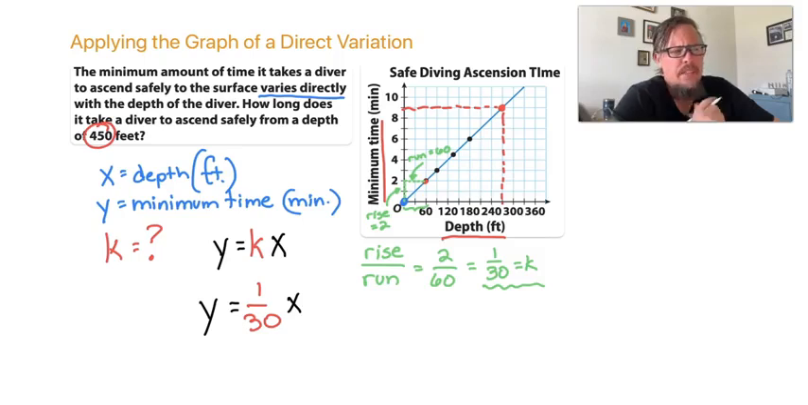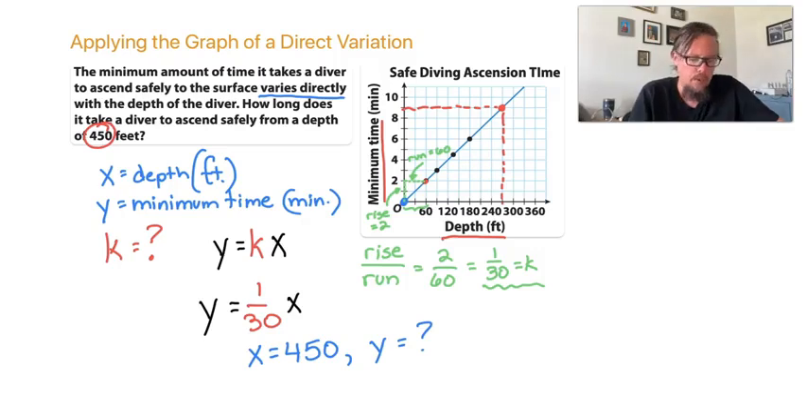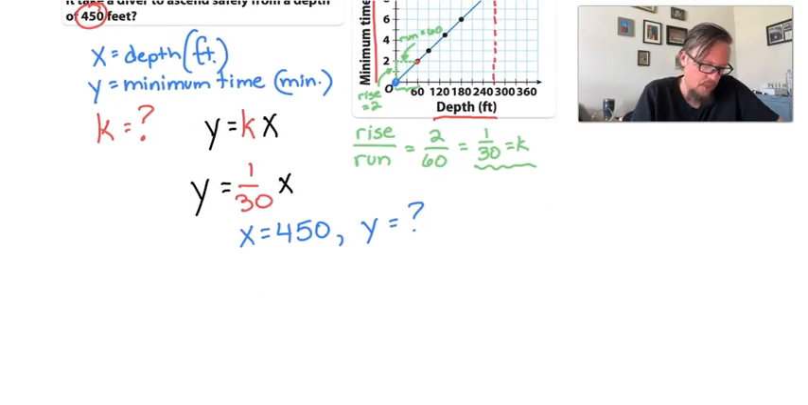That means when the depth is 450, what's the amount of time? If we go back and look at what we wrote at the very beginning, depth is our value of x, time is our value of y. So what this question is asking is, when x is 450 feet, what is y? What we're going to do is take our equation and substitute the x with 450.